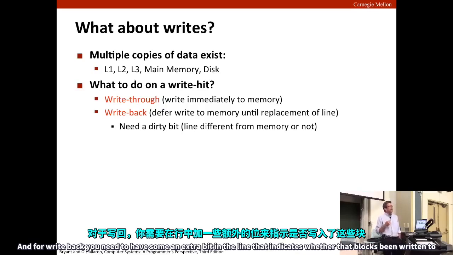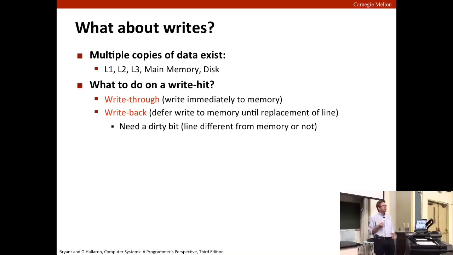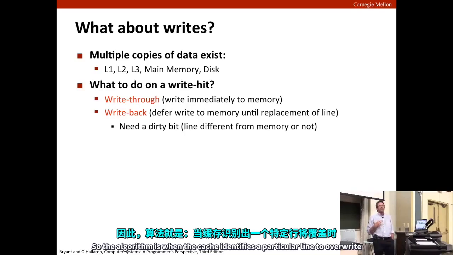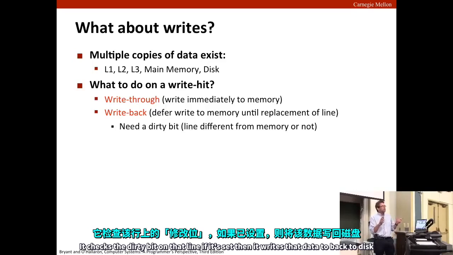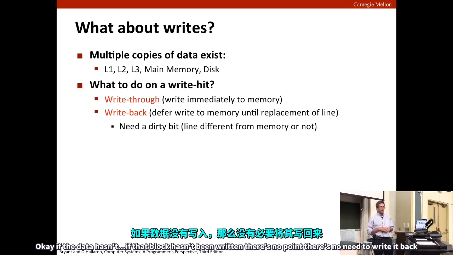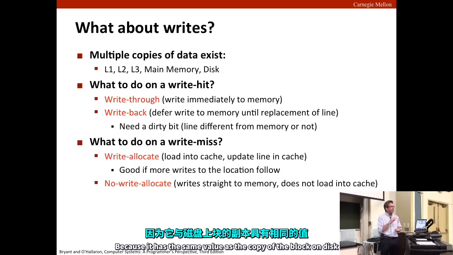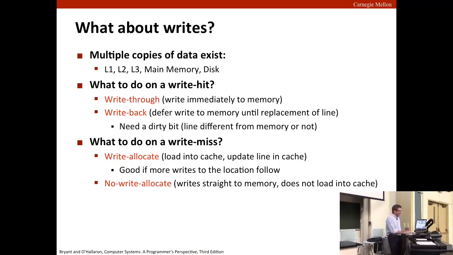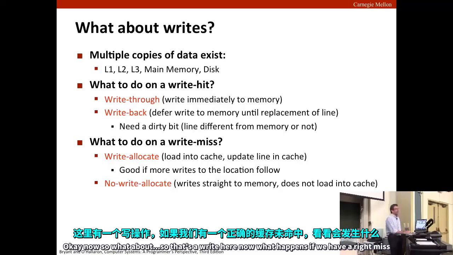For write back, you need to have an extra bit in the line that indicates whether that block's been written to. So the algorithm is, when the cache identifies a particular line to overwrite, it checks the dirty bit on that line. If it's set, then it writes that data back to disk. If that block hasn't been written, there's no need to write it back, because it has the same value as the copy of the block on disk. Okay, so that's a write hit.